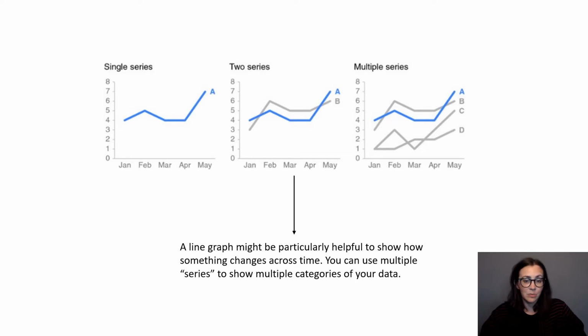You can also use multiple series. You can see here there's ABC in the middle panel, ABCD in the last panel, to show multiple different things. So you could show maybe over the course of a week how much time you spent on an activity and your emotional state.